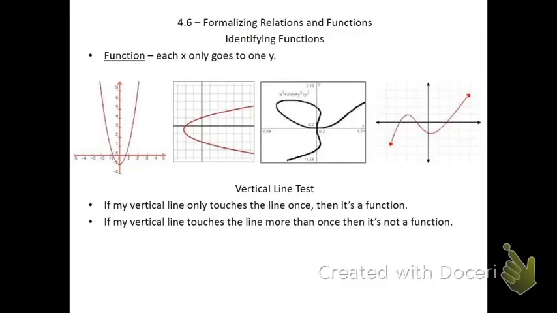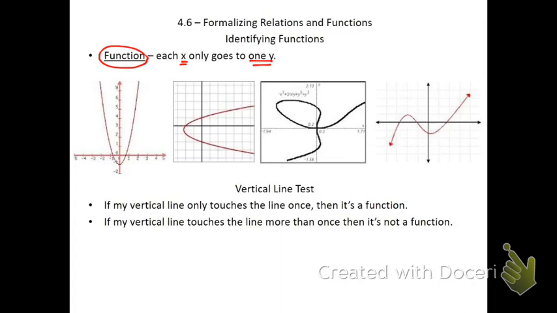Chapter 4.6, Formalizing Relations and Functions. When you're deciding whether a set of numbers or a graph is a function or not, the one thing that you have to remember is that each x only goes into one y. So in order for an equation to be a function, each x only goes into one y.